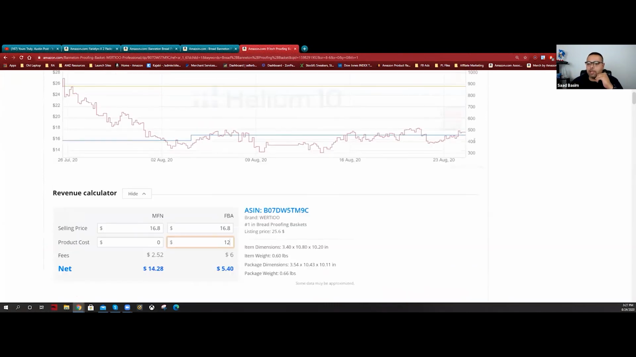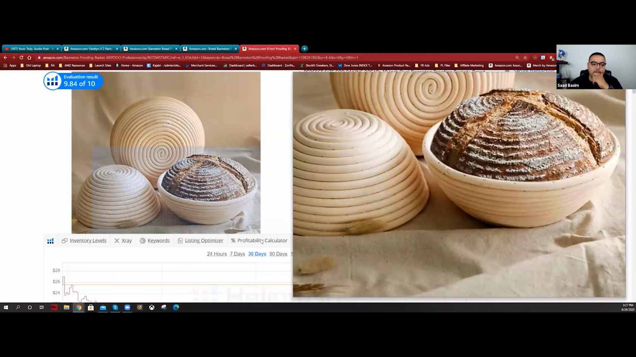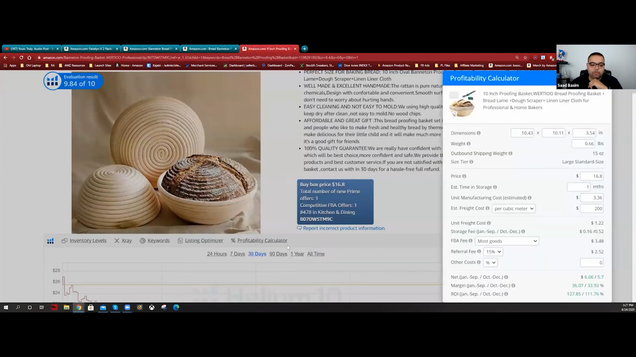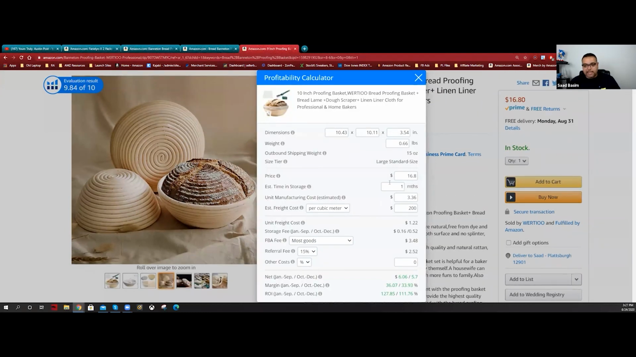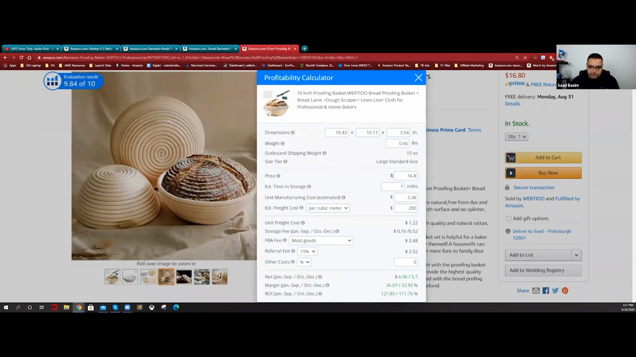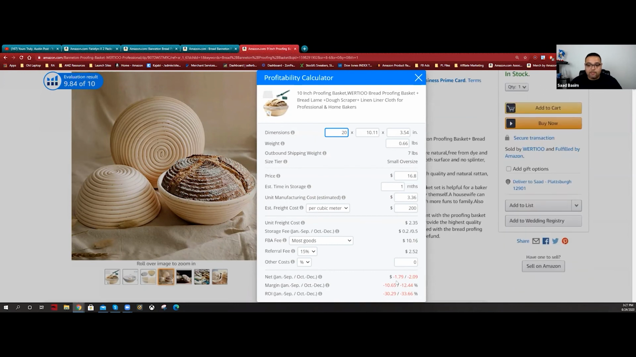If you really want to get deeper, you can go to the profitability calculator, and here you can play a lot. You can have everything you need. If I want to play with the dimensions of my product, as I said, as a way of differentiation, I can play with that. So here, if I put, let's say 20, look, I'm already way over. I'm paying a lot of money here. Unit storage fees, everything here is just going to be ridiculous if I do it at 20 inches.